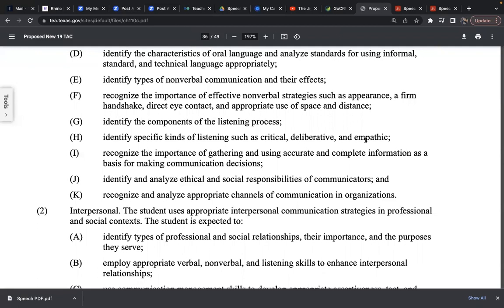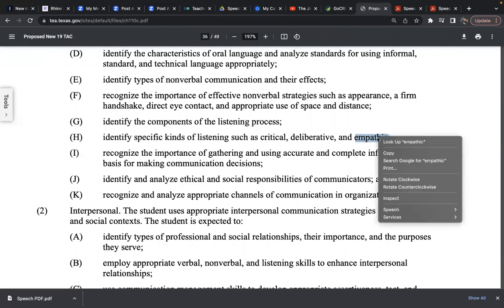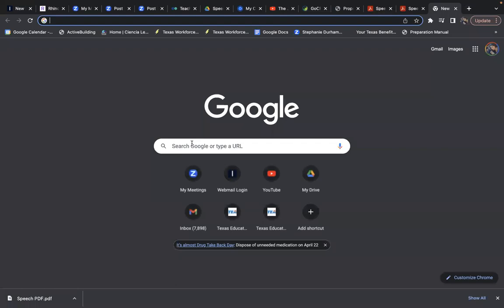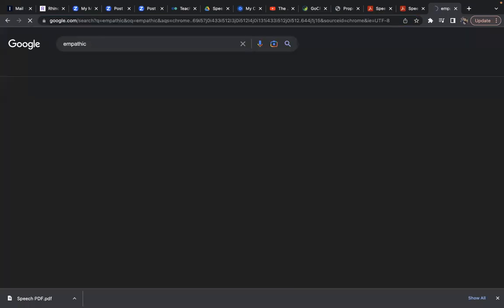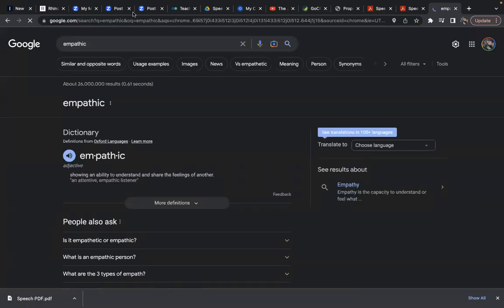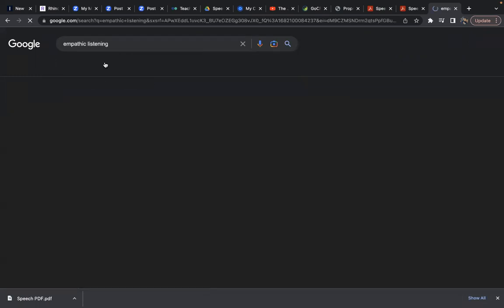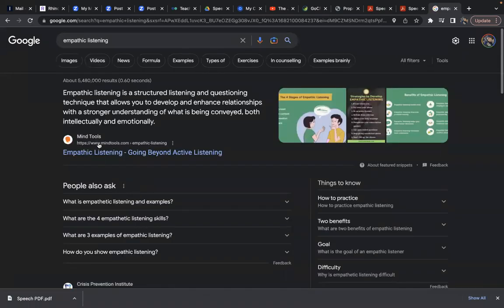I would have to look that up, and I have a master's degree in communication, but I can't tell you off the top of my head what that is. So I'm just going to Google it really quickly, so I can know what it means to be empathic listening. I just put in empathic listening. Obviously I can use context clues, like listening to someone's feelings, just hearing them out.